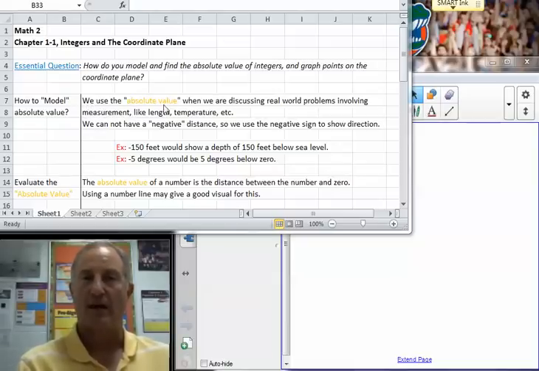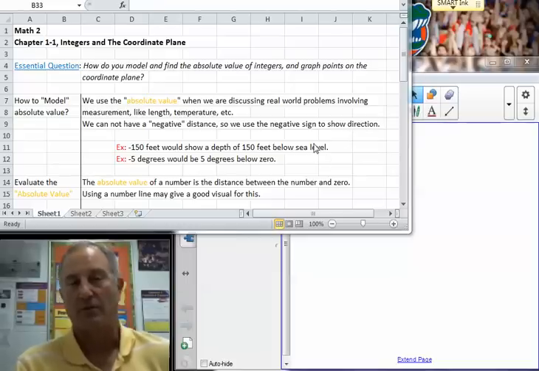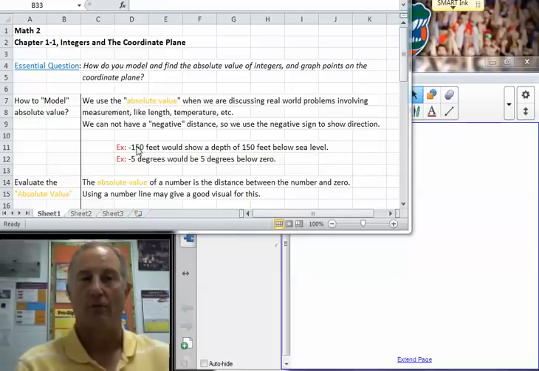So to use the absolute value when we are discussing real-world problems involving measurement, like length, temperature, etc., we cannot have a negative distance. So we use the negative sign to show direction, like on a thermometer. The negative degrees, that's just down at the bottom. Or if we want to show negative 150 feet in depth, then we put the negative to show that it's below sea level, just like negative 5 degrees would show 5 degrees below zero. So the negative gives it a direction.